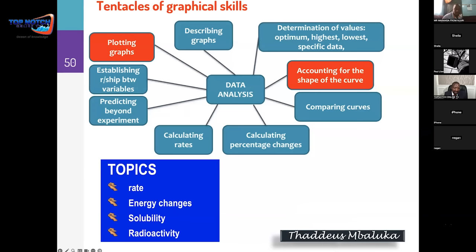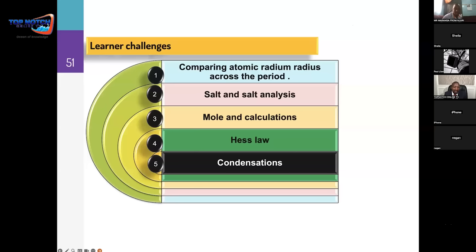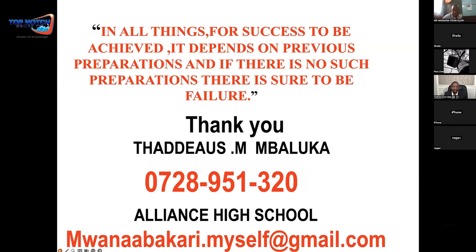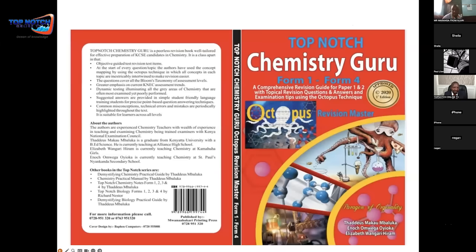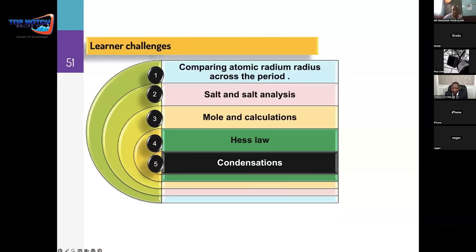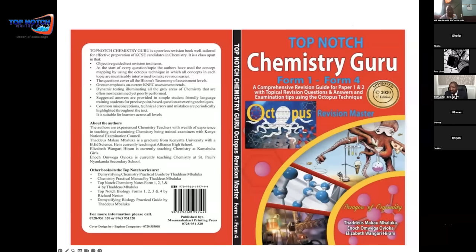the mapping for this other topic. We have seen most of the areas where students have issues: comparing atomic radius across the period, sound analysis, mole and calculation, and slow condensation is also an issue. I'll be uploading something like that. Make sure you get that kind of book. The Octopus Guru is the one that summarizes all those kinds of things.